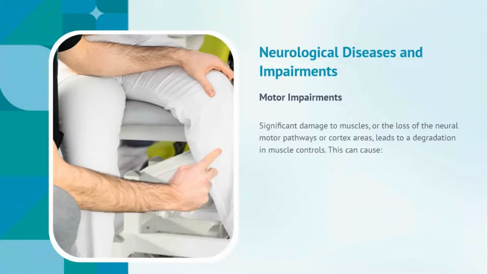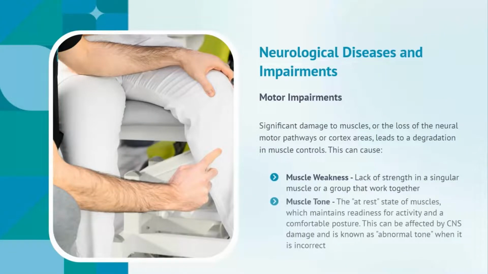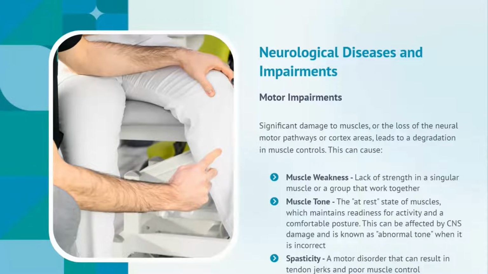Motor impairments. Significant damage to muscles, or the loss of the neural motor pathways or cortex areas, leads to a degradation in muscle controls. This can cause muscle weakness, lack of strength in a singular muscle or a group that work together. Muscle tone, the at-rest state of muscles, which maintains readiness for activity and a comfortable posture. This can be affected by CNS damage and is known as abnormal tone when it is incorrect. Spasticity, a motor disorder that can result in tendon jerks and poor muscle control.